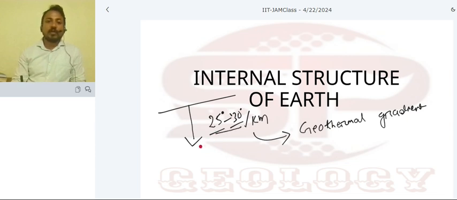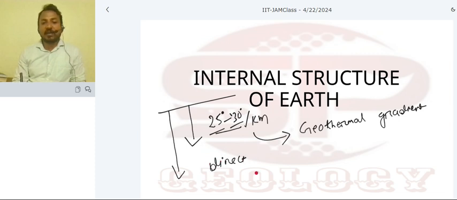Due to this temperature increase, we cannot access the interior of Earth directly. So we cannot study it directly.